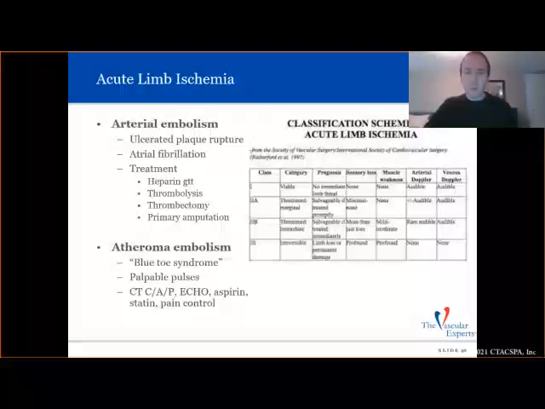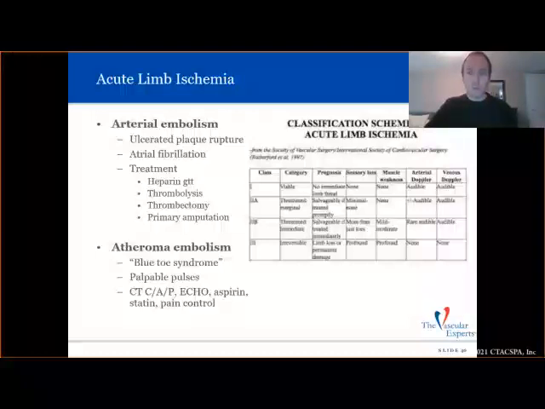But type 2A Rutherford is when they have sensory loss, and that's the first thing. So that defines 2A. So that is a threatened limb, and you do want to treat that promptly, usually within 24 hours. Lysis is fine because you have time to start lysis and then treat them over days.